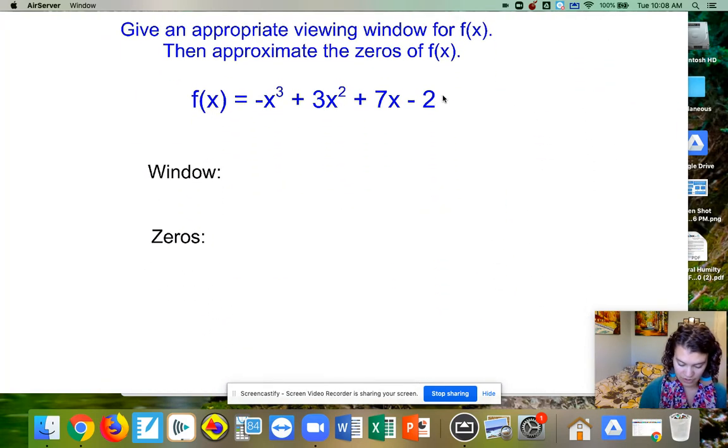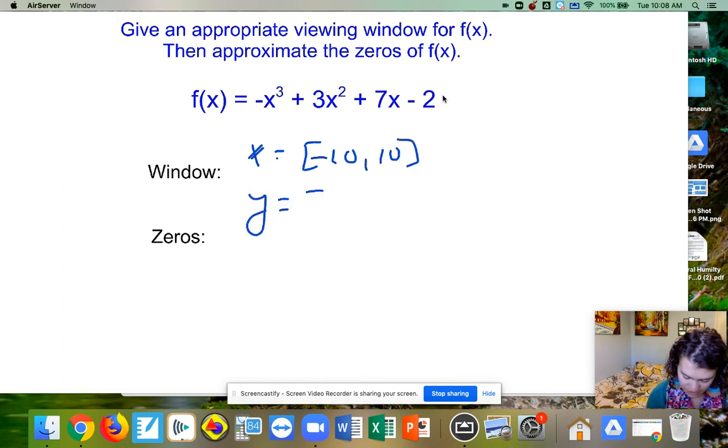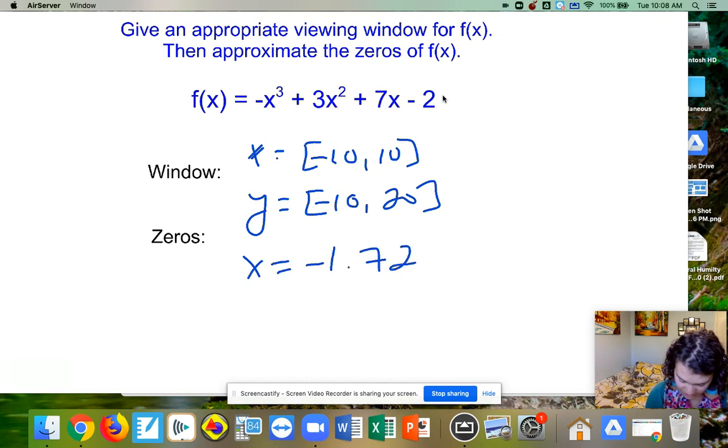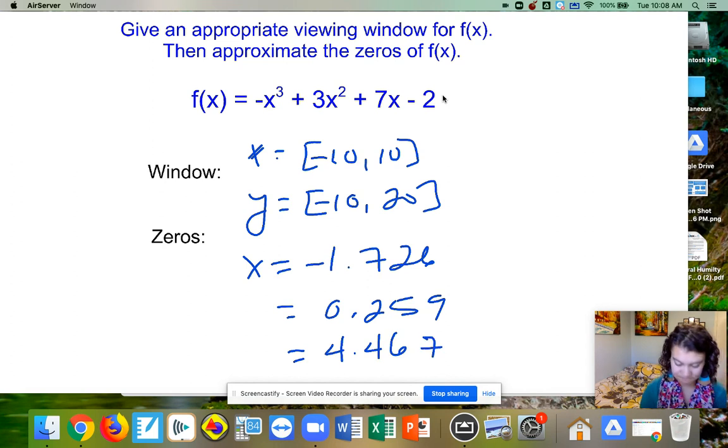that was this question. So the window I did was x was negative 10 to 10, and y was negative 10 to 20. There's going to be lots of answers for this, so as long as your window includes everything, it's fine. The zeros, if you did all of them, you got x was negative 1.726, 0.259, and 4.467. So those were the options.